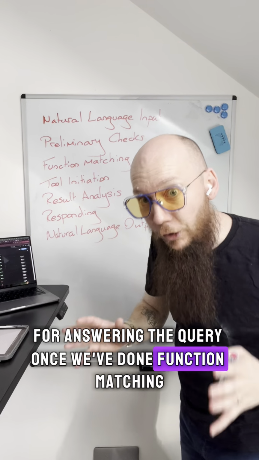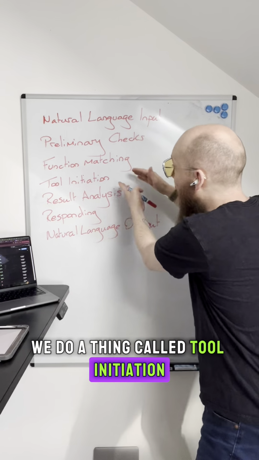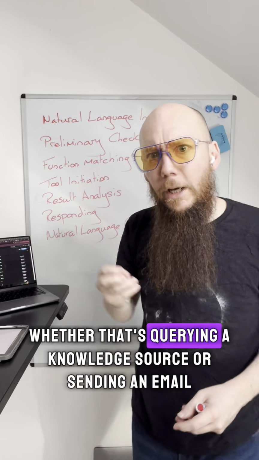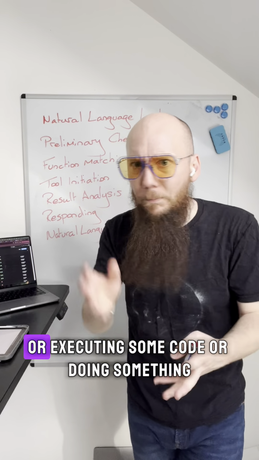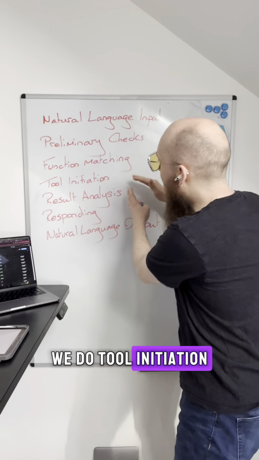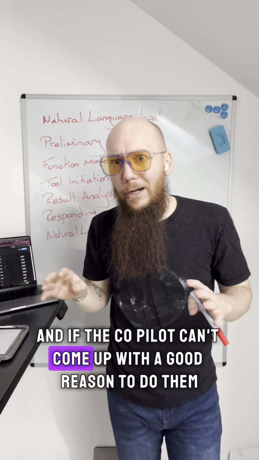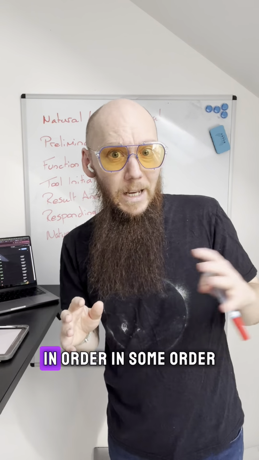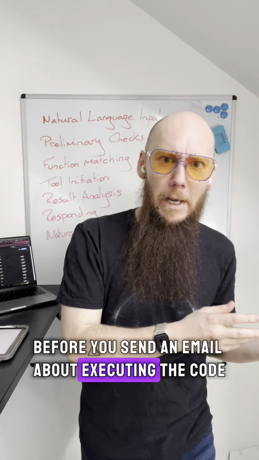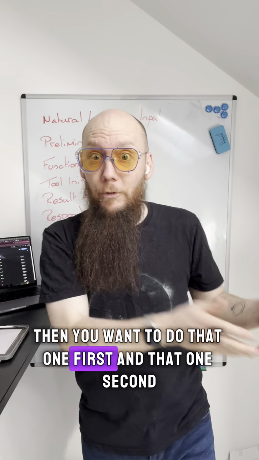Once we've done function matching, we do a thing called tool initiation, which is basically just use the tools, whether that's querying a knowledge source or sending an email or executing some code or doing something. We do tool initiation. And if the Copilot can't come up with a good reason to do them in some order, like you might have to execute some code before you send an email about executing the code, then you want to do that one first and that one second.